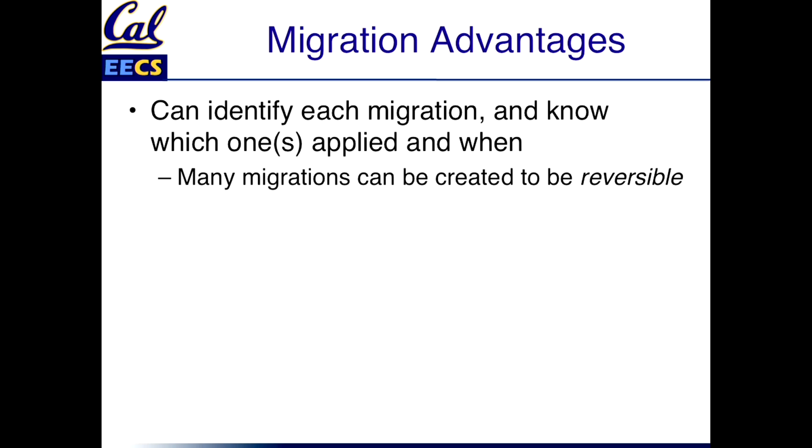So why would you do this? First of all, you can identify each migration. You know at what point in time each schema change was made. And like code, you can annotate why that migration was done. Why did we have to add this column? Why did we choose to delete that column?